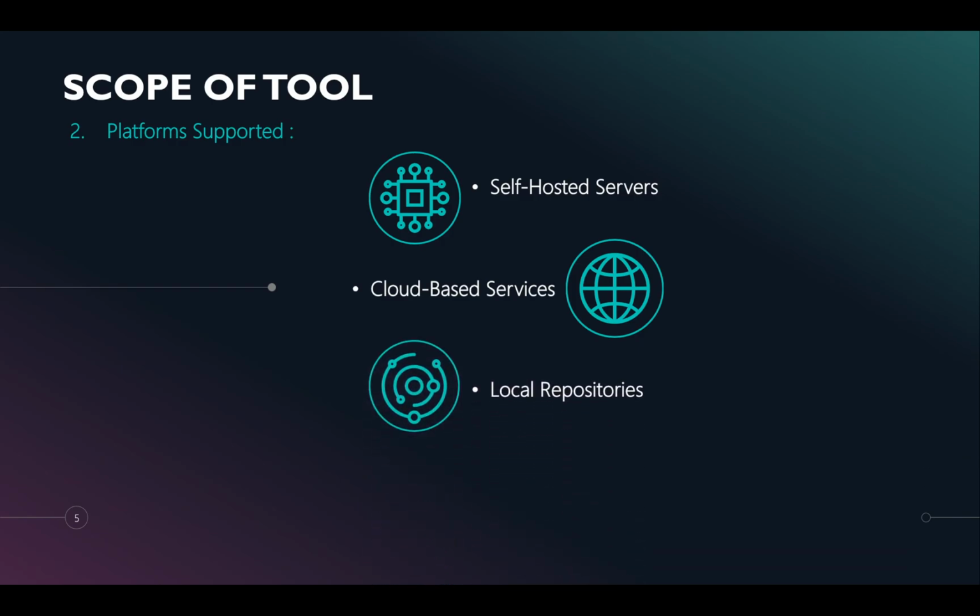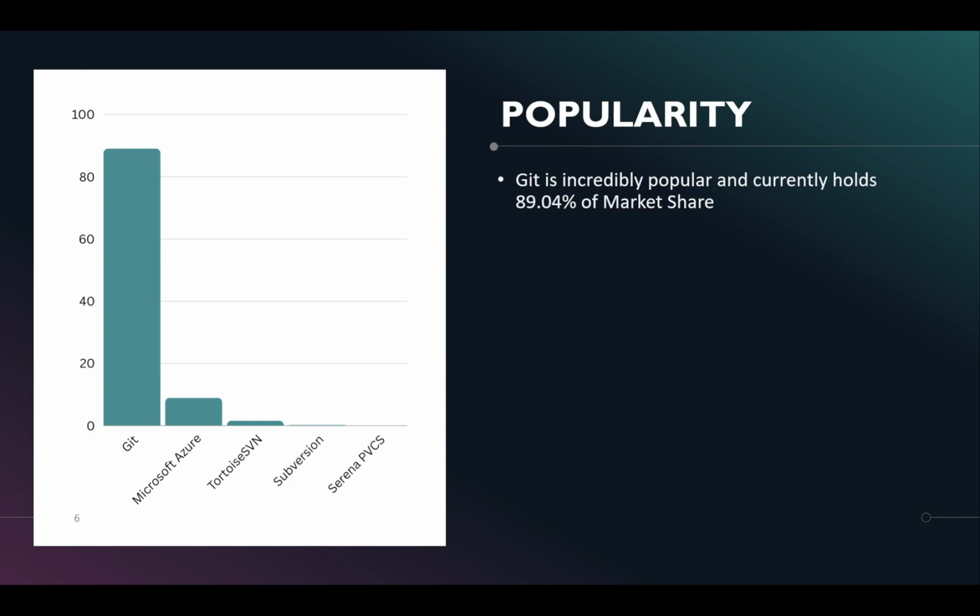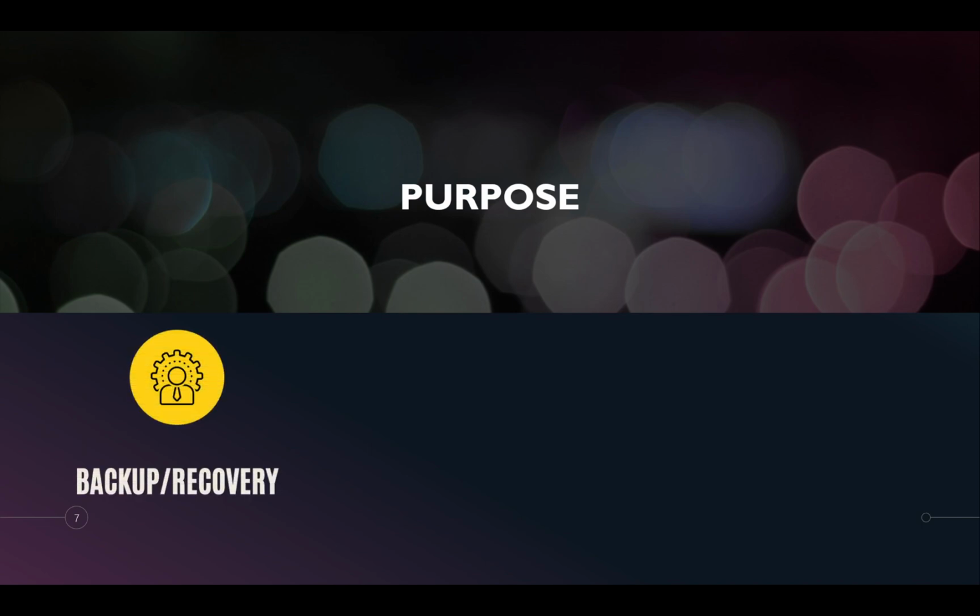3. Local repositories. Version control can be achieved without a central server by using Git with local repositories on a developer's PC. 4. Containerization. Git is frequently used in conjunction with technologies such as Docker, which allow for versioning and management of Docker. Popularity. Studies have shown that Git is incredibly popular and currently holds 89.04% of market share over some of its top competitors and alternatives. Below are Git's purposes.